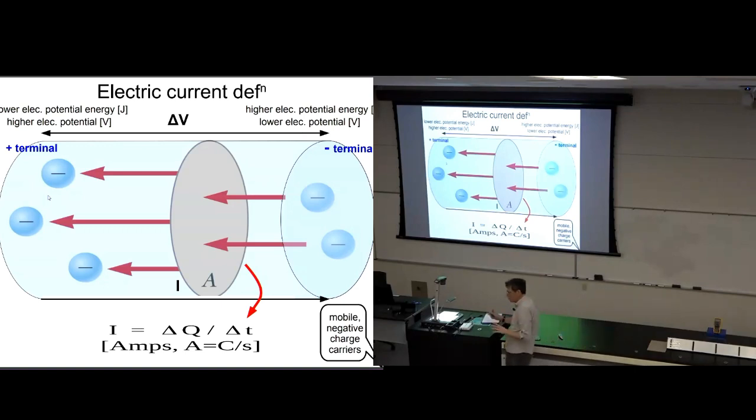Conventionally, that's a potentially confusing thing, right? You can have positive and negative charge carriers. They move in opposite directions. But if they're moving in opposite directions, they effectively move charge in the same direction, because if you move negative charge to the left, that's like moving positive charge to the right.